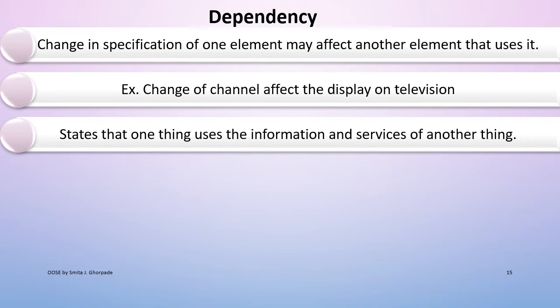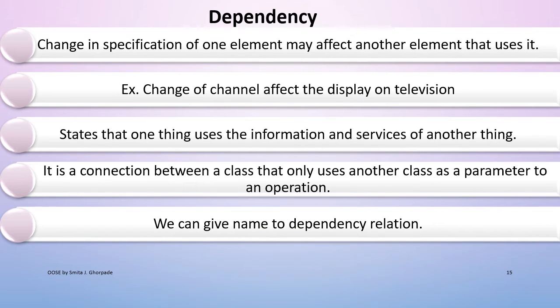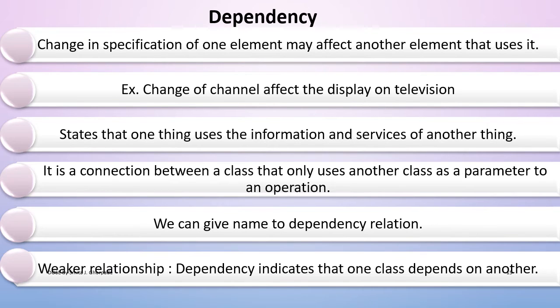A dependency is a relationship that states that one thing uses the information and services of another class. It is a connection between classes where one only uses another class as a parameter to an operation. We can give naming conventions to show a dependency relation on a diagram. However, this type of relationship is a weaker relationship. Dependency indicates that one class depends on another class.